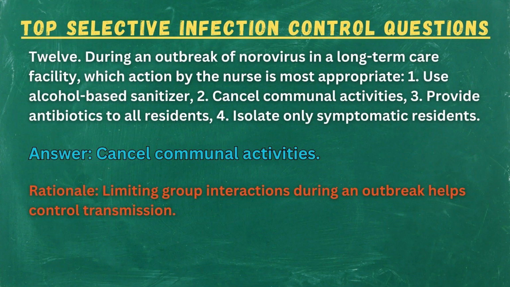12. During an outbreak of norovirus in a long-term care facility, which action by the nurse is most appropriate? 1. Use alcohol-based sanitizer. 2. Cancel communal activities. 3. Provide antibiotics to all residents. 4. Isolate only symptomatic residents. Answer: Cancel communal activities. Rationale: Limiting group interactions during an outbreak helps control transmission.